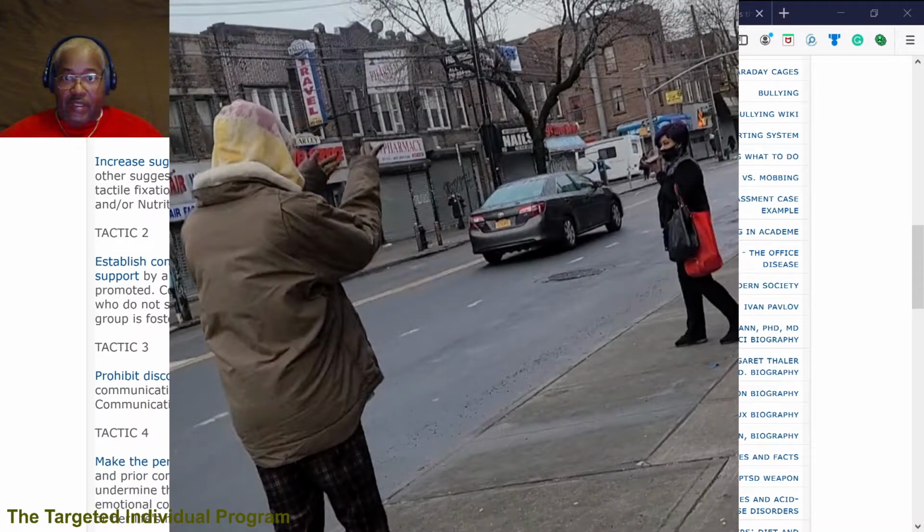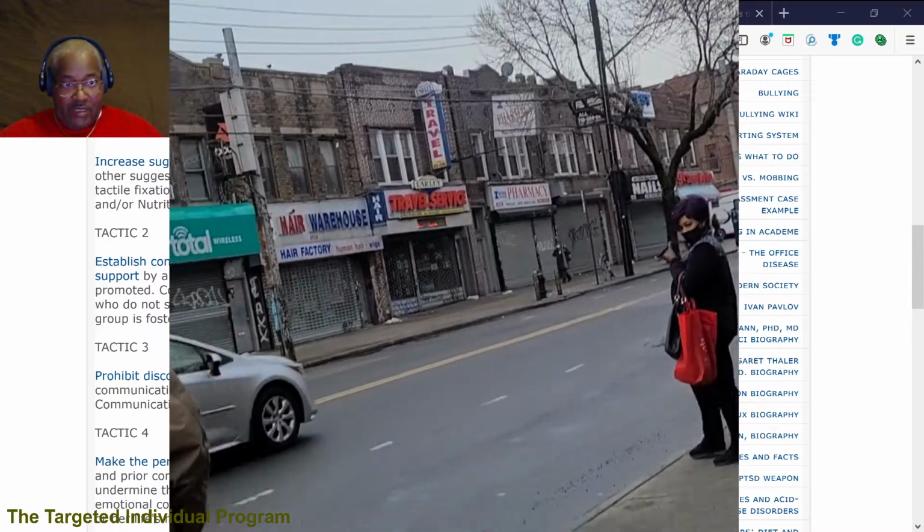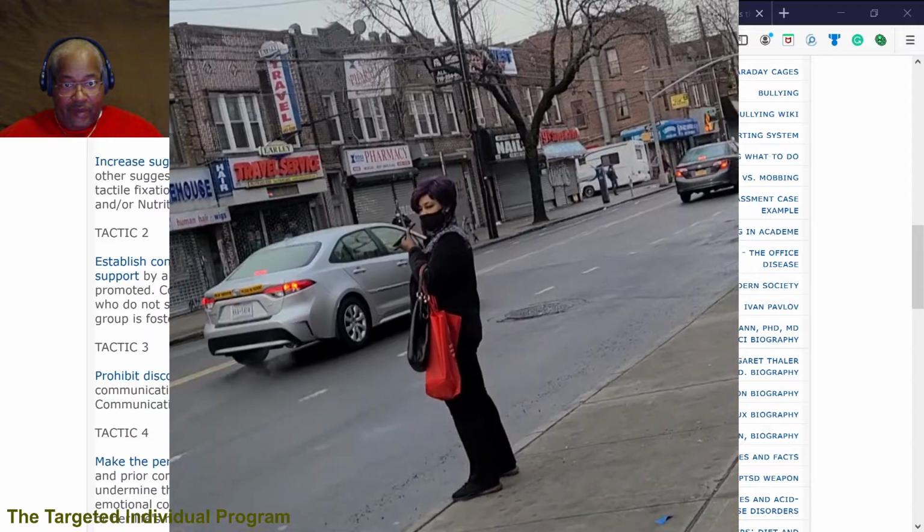And he walks in front of me, raises up his hands, right? Then you see this woman here. Again, she has a red bag. She's gonna step forward, right? She looked at me. Okay.